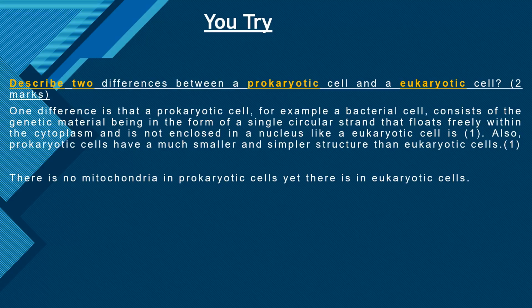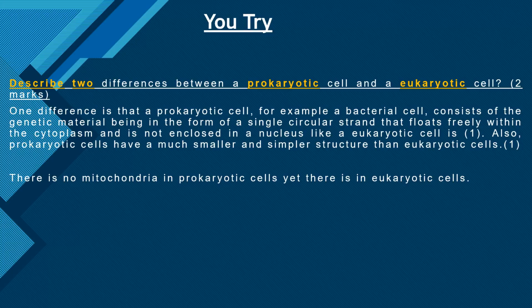Okay, so now let's read the question again and go over the model answer. Describe 2 differences between a prokaryotic cell and a eukaryotic cell. 2 marks. Now this is what a model answer would look like. If you have anything similar to this, or maybe possibly the same, then you are on your way to getting both those marks and above for any other related question.